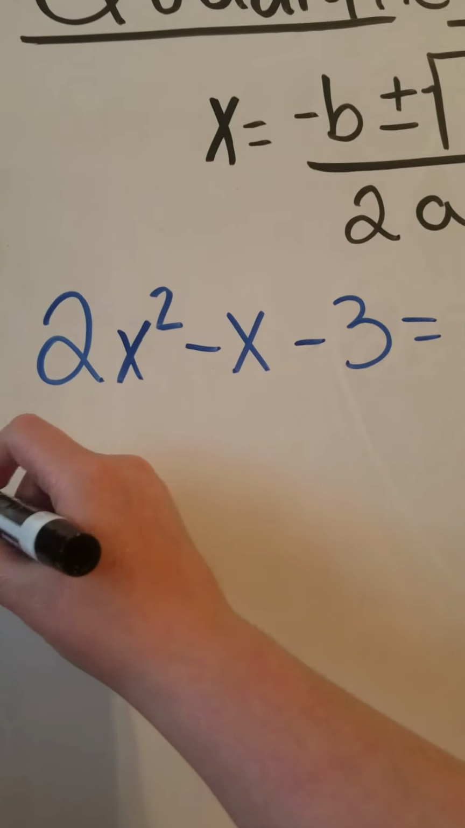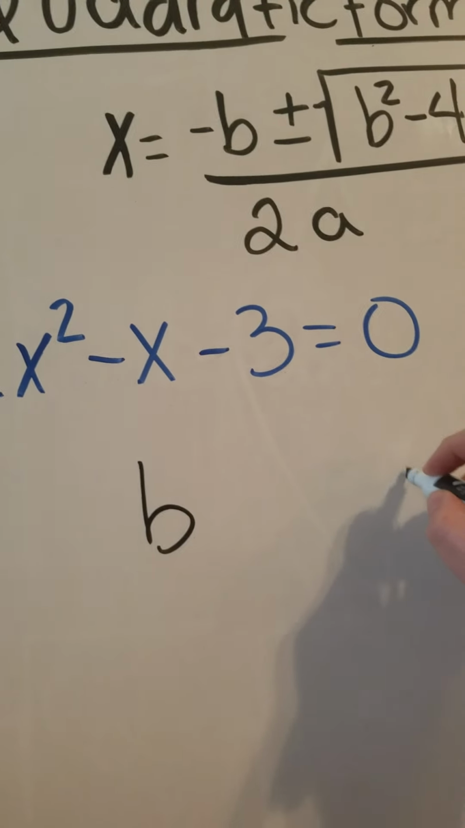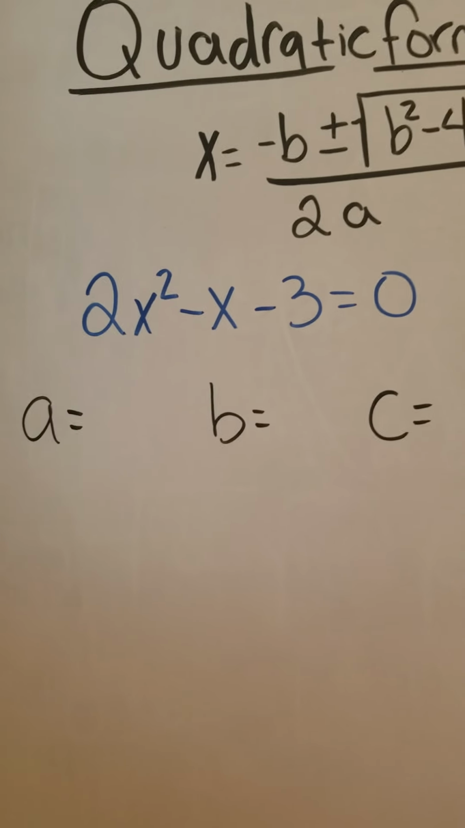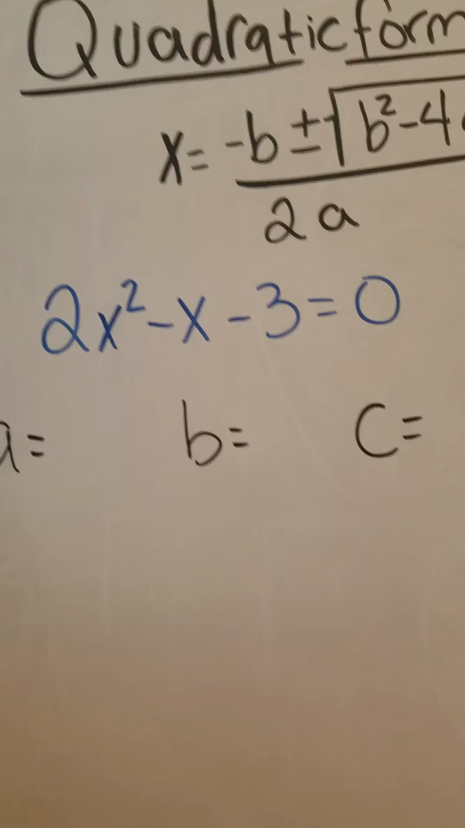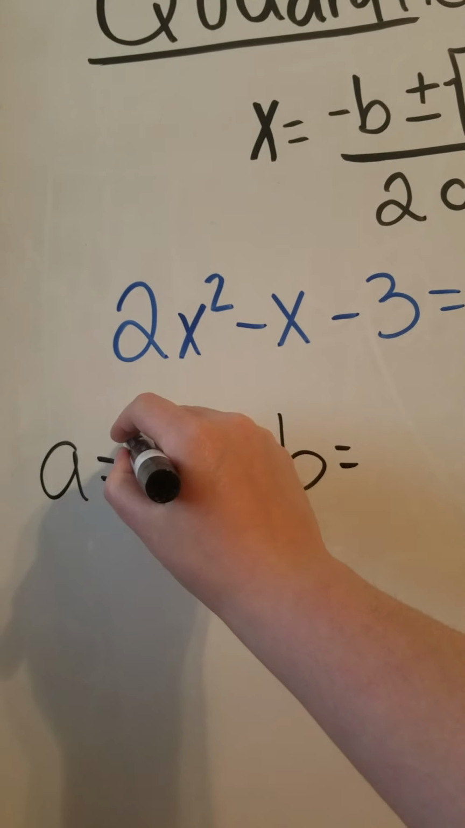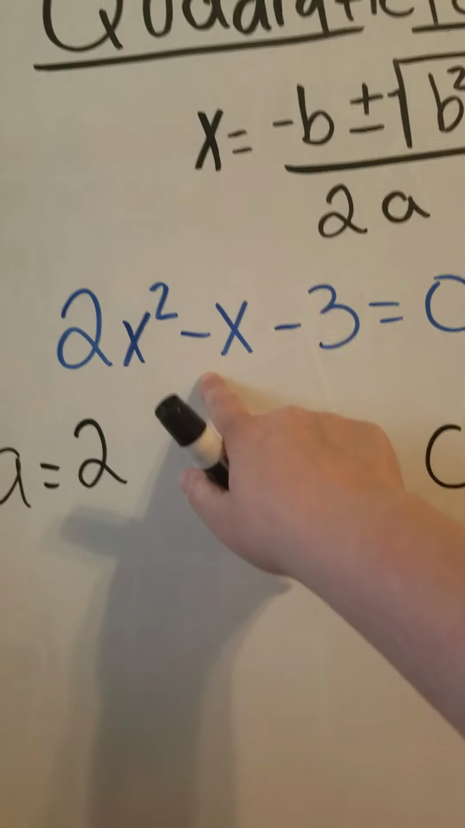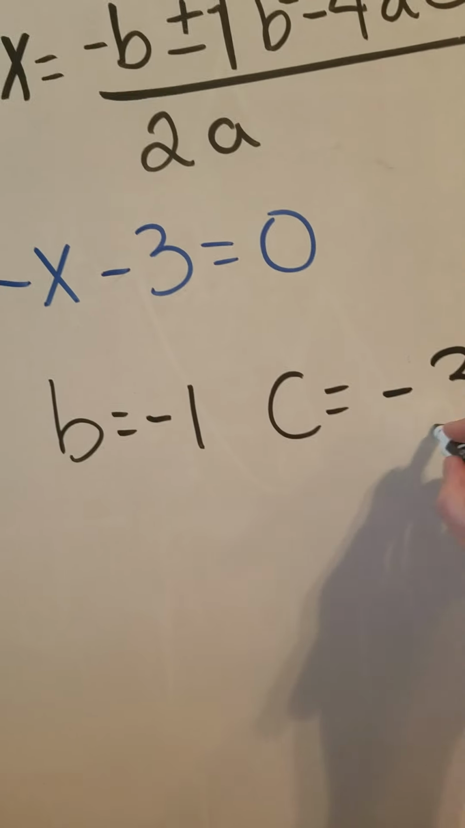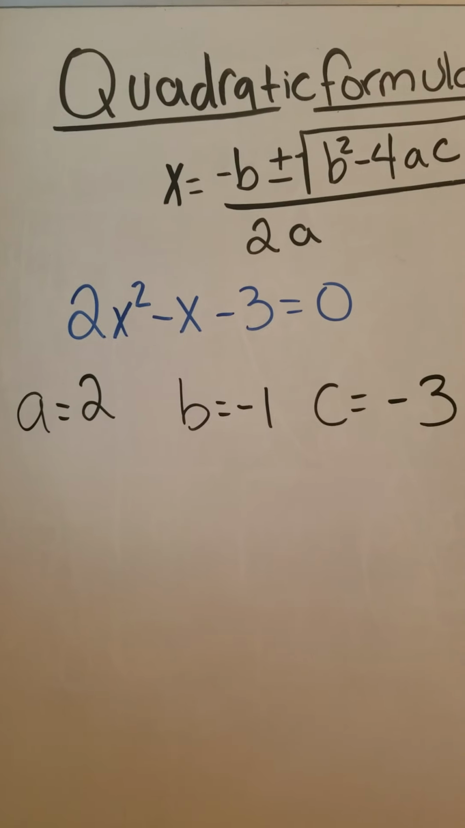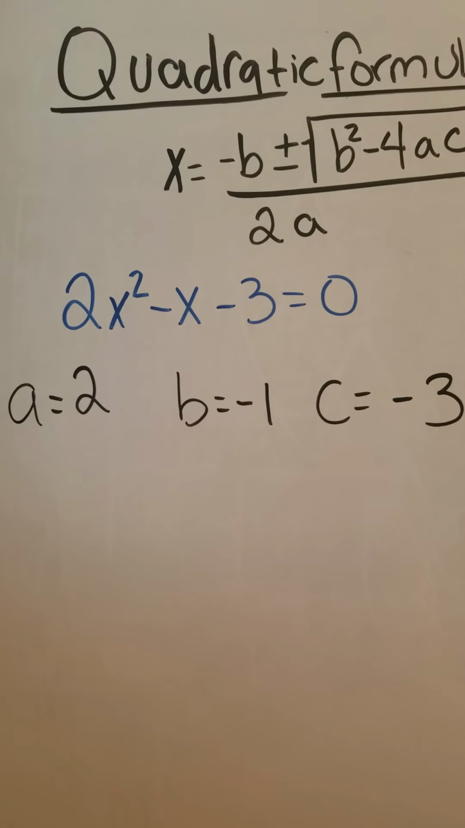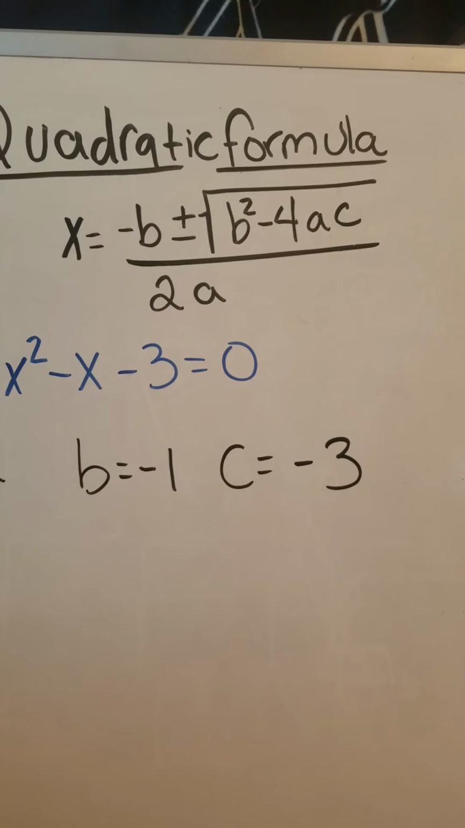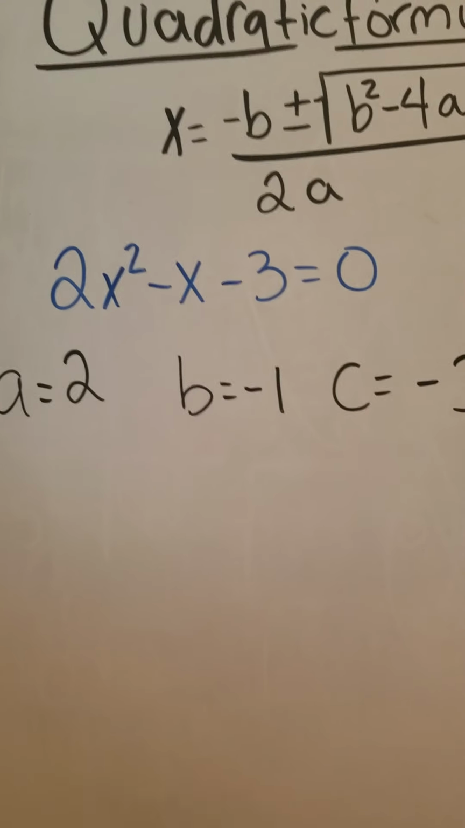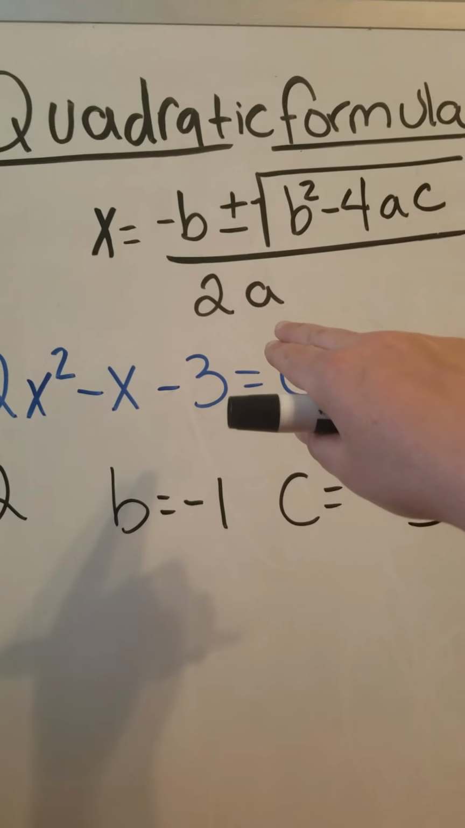Our A value, B value, and C value are all things that we're going to write down first. So I'm identifying my A, which is 2, my B, which is negative 1, and my C, which is negative 3. Now, I know all my A's, B's, and C's. I can go ahead and put these in the correct spots in the quadratic formula. Honestly, guys, it's just plug and chug time. Just taking the number, putting it in the right spot.